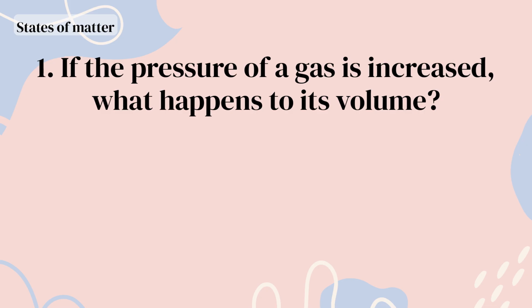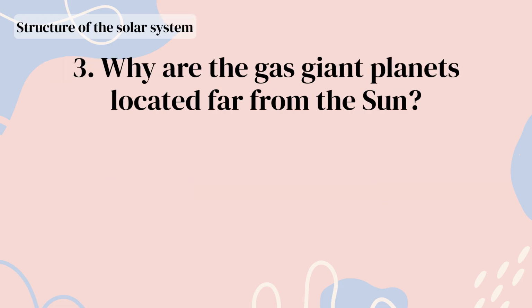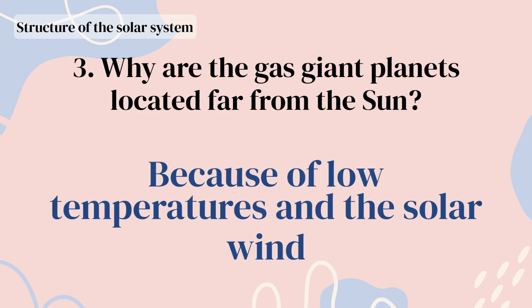If the pressure of a gas is increased, what happens to its volume? It decreases. What problem arises if the immune response is excessive? Autoimmune disease. Why are the gas giant planets located far from the Sun? Because of low temperatures and the solar wind.